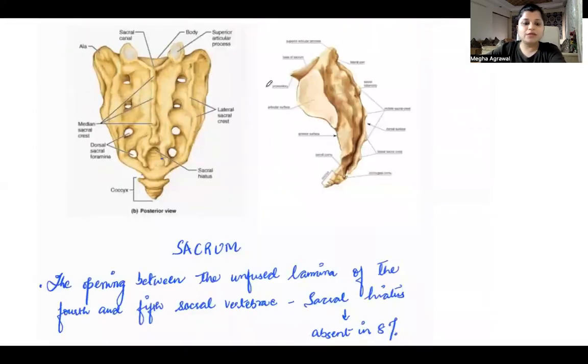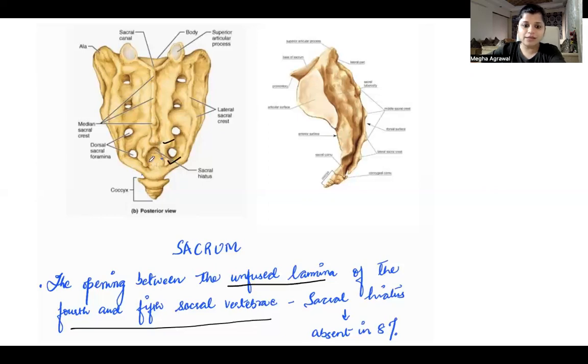Now the sacrum. The sacrum is a wedge-shaped bone, formed by the fusion of the 5 sacral vertebra: 1, 2, 3, 4, and 5. The opening between the unfused lamina of the 4th and 5th sacral vertebra, as you can see, the lamina of these vertebra are not fused posteriorly. So there is this space left, which is called the sacral hiatus. Through this space we enter while giving caudal anesthesia.